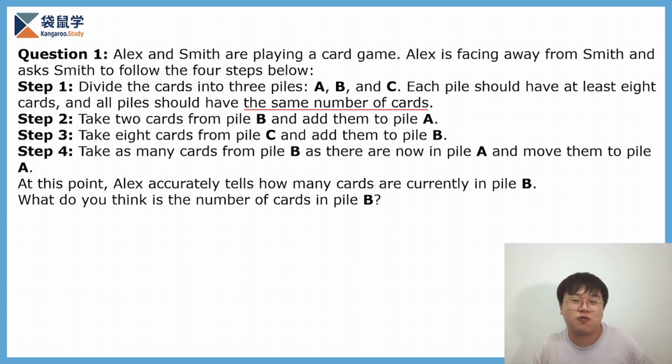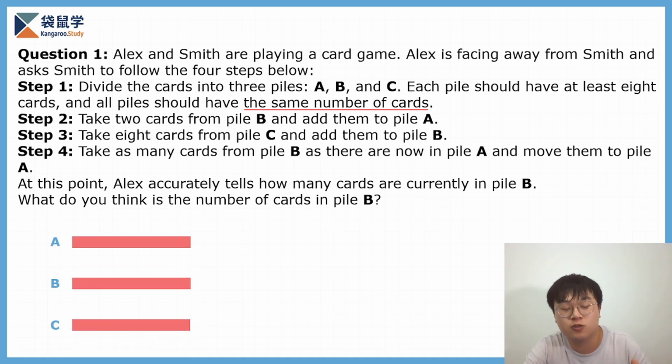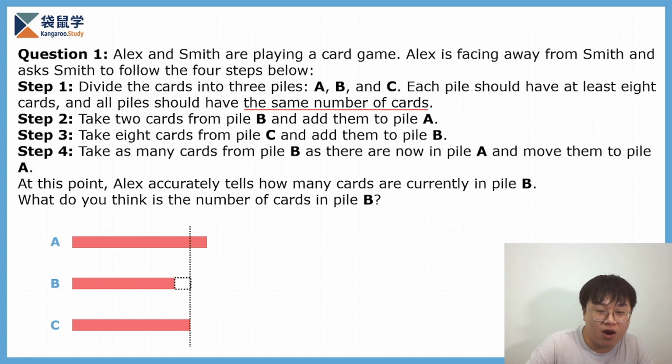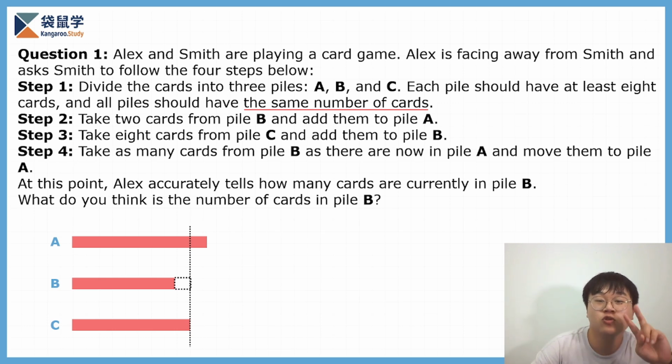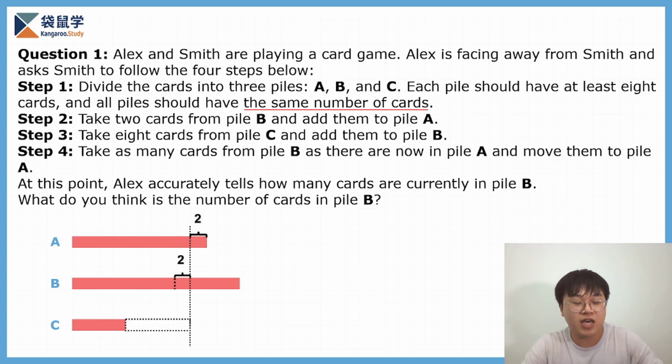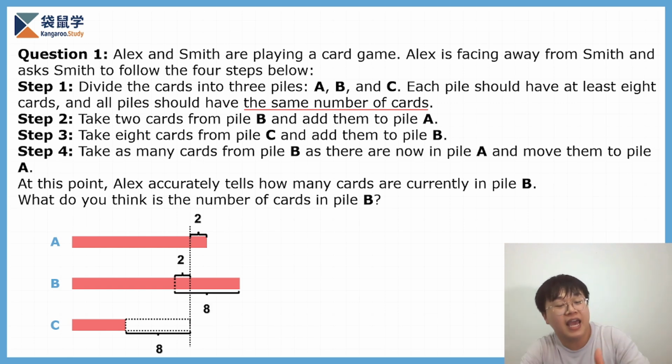So, how will you solve this question? Some students may say, Teacher, we can use a model method. Then let's try it. So here we have 3 piles, A, B, and C. And they have the same number of cards. So we draw 3 same blocks. And then we take 2 cards from pile B to pile A. Then we cut a part from pile B and add it to pile A, and this part represents 2 cards. Then we cut a part from pile C and give it to pile B, and this part represents 8 cards.